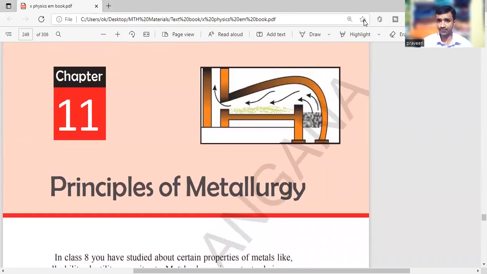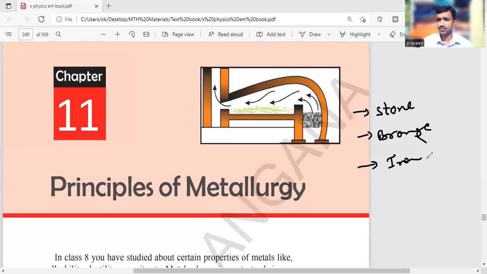Suppose in history, you have different ages, like the stone age, bronze age, iron age, like this, right? So here, simply, ancient people just knew how to survive with the facilities. They were trying to introduce different things.